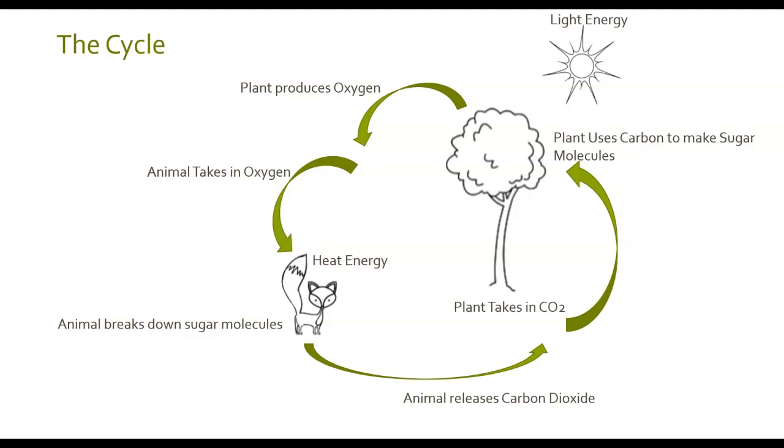The plants produce the oxygen, the animal takes in the oxygen and takes heat energy to break the sugar molecules down. The animal releases carbon dioxide, the plant takes in CO2, carbon dioxide, and the plant uses that carbon dioxide to make sugar molecules, and then again releases that oxygen.